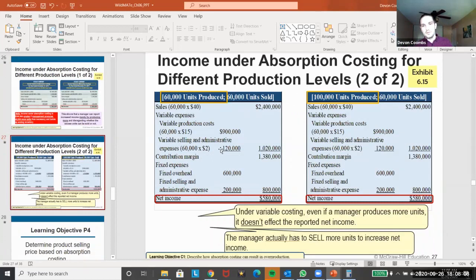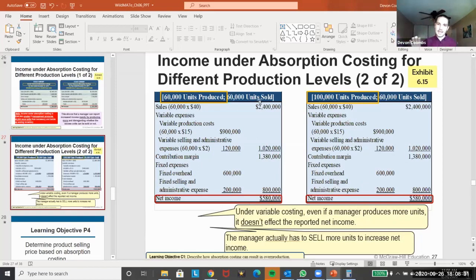But under variable costing, we're going to see a more accurate representation. The expense is still going to be the same because we're always going to recognize the fixed selling and administrative expense and our fixed overhead, which is really the main difference. We're going to recognize that in the month where it's incurred as a fixed cost. So this isn't going to be distorted by the differences in inventory.